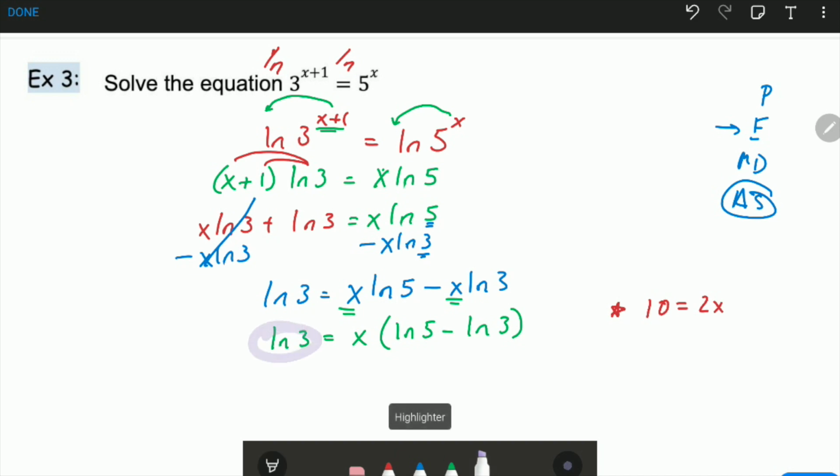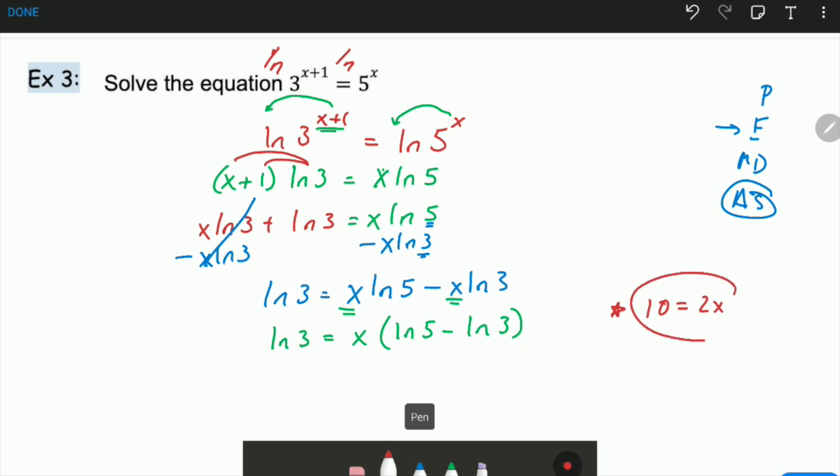We have a number on one side of the equation. ln of 3, remember, is a number. And we have x times another number. Our number here, the ln of 5 minus ln of 3, is a number. ln of 5 is some decimal, and ln of 3 is some other decimal, like 1 point something for both of them. But a number minus a number is still a number. This is just not a pretty representation of our number.